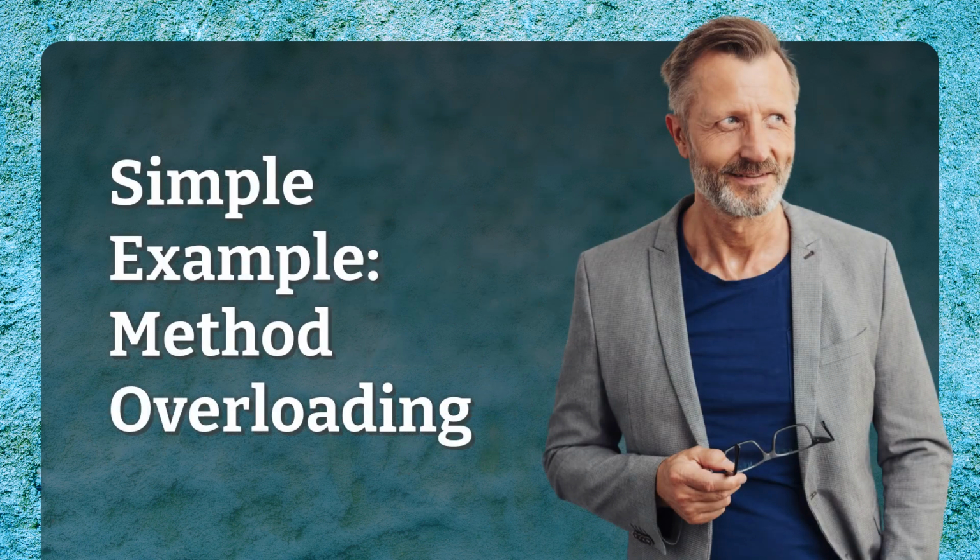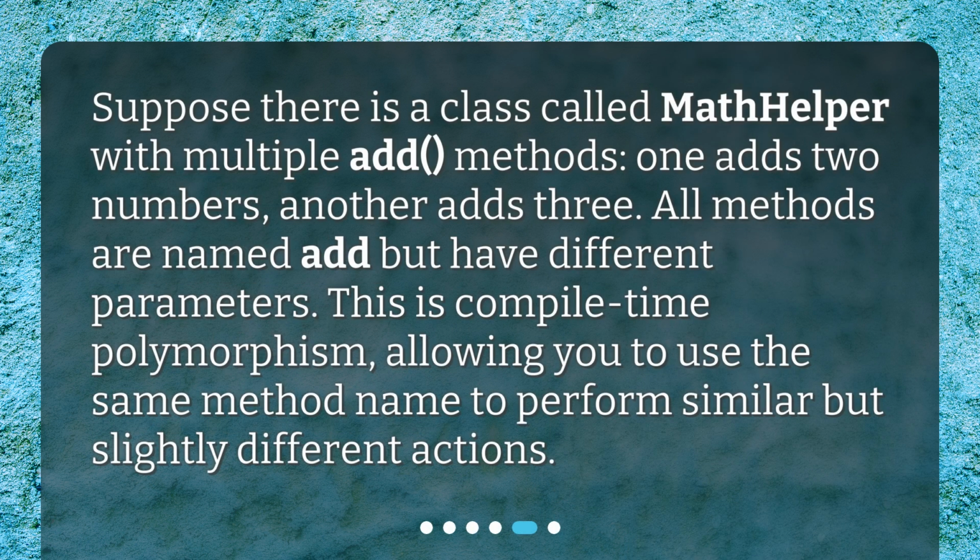Simple example, method overloading. Suppose there is a class called MathHelper with multiple add methods. One adds 2 numbers, another adds 3. All methods are named add, but have different parameters. This is compile time polymorphism, allowing you to use the same method name to perform similar but slightly different actions.